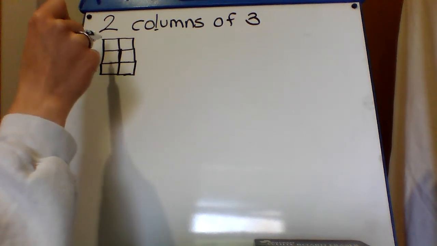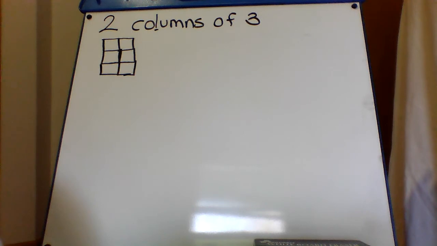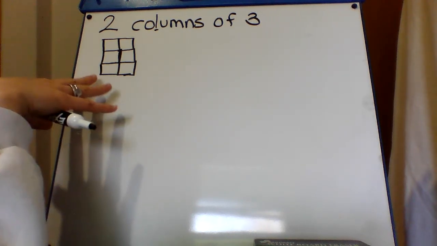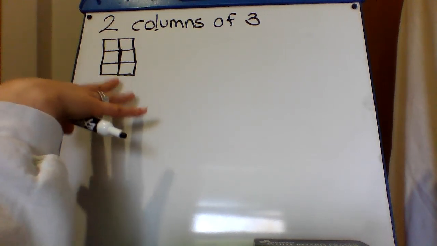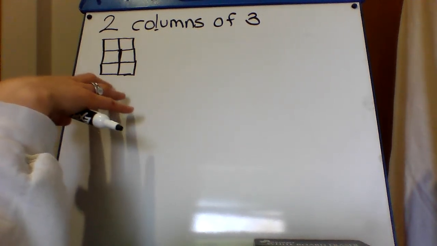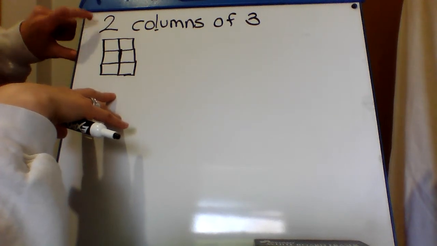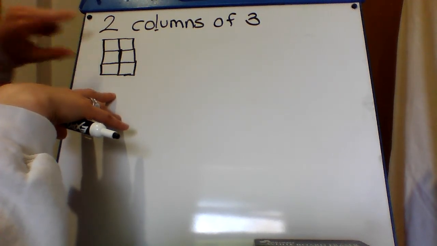So that's my 2 columns of 3. Okay. So what they want you to do is to ask yourself how many you shade in. But since we're not shading them in because we don't have the proper paper, it's not a big deal. All I want you to do is practice writing your repeated addition sentences and to practice drawing your arrays. So that's what we're going to do now.